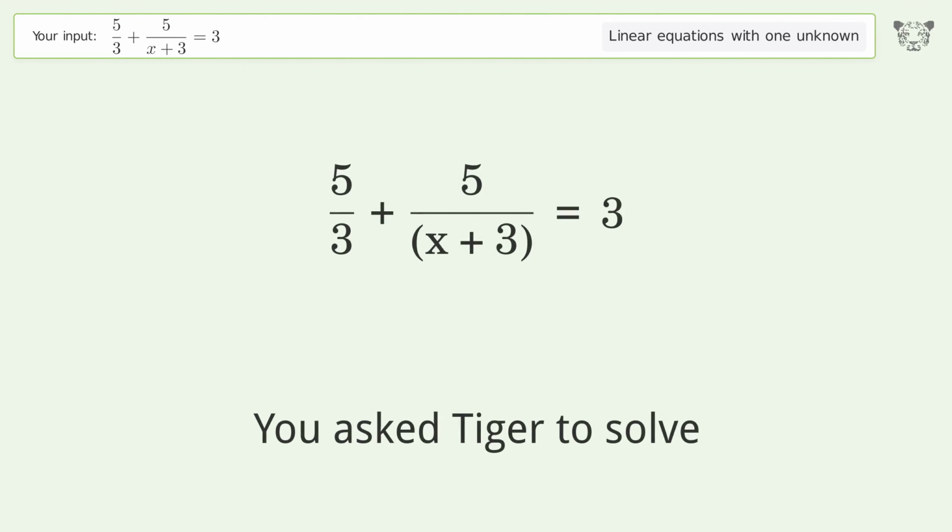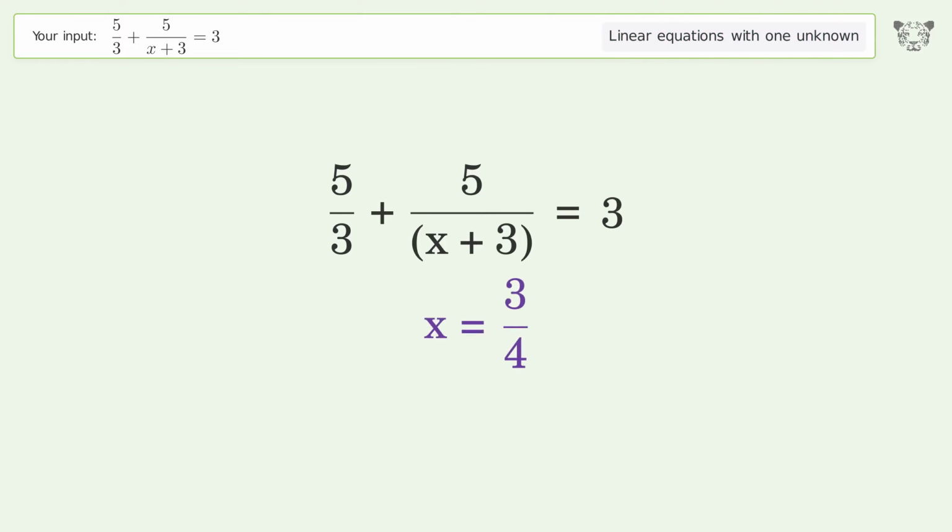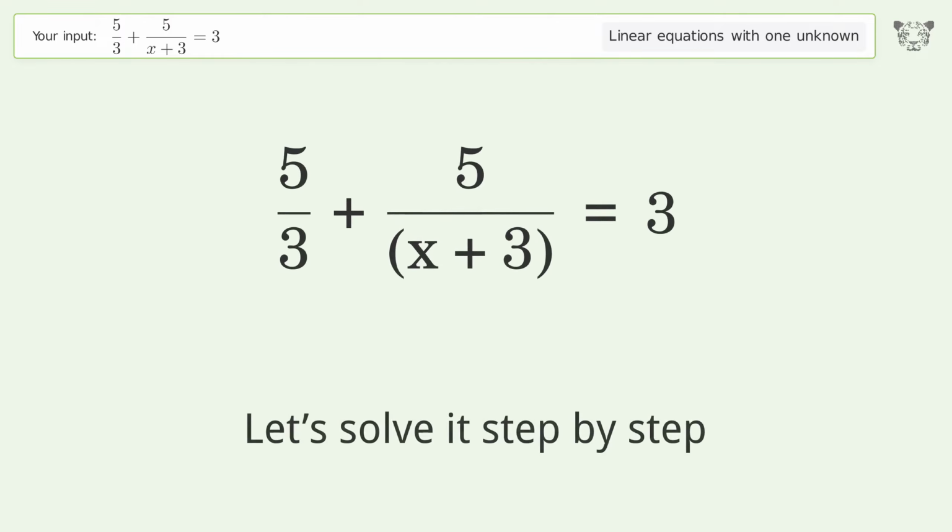You ask Tiger to solve this. It deals with linear equations with one unknown. The final result is x equals 3 over 4. Let's solve it step by step.